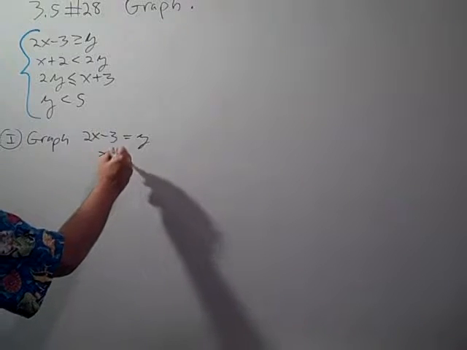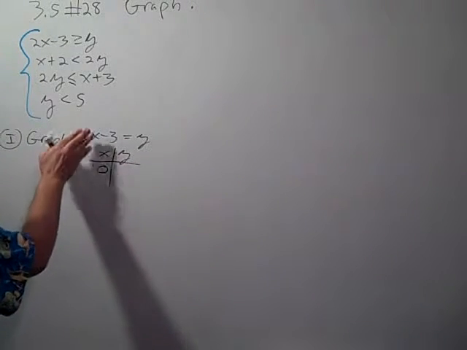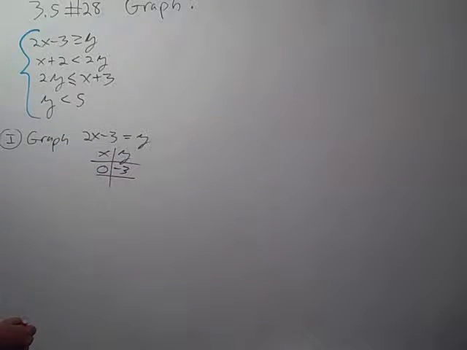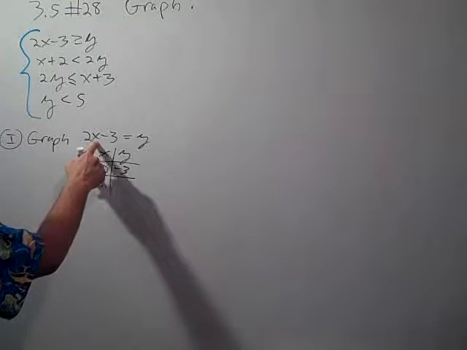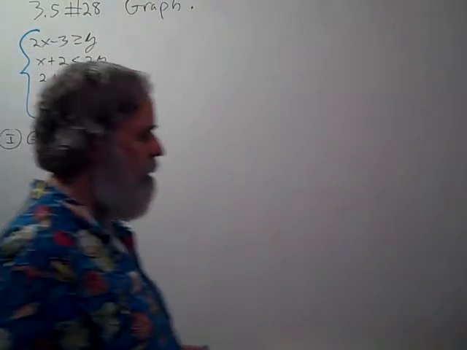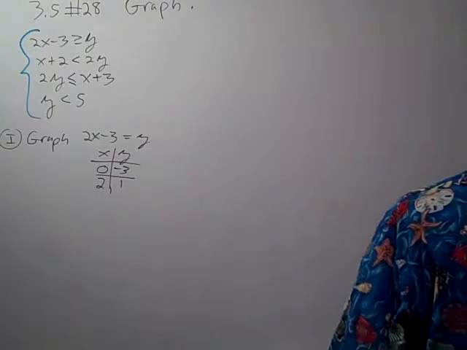So we need two points on the line to graph it. If x is 0, then y is equal to negative 3. And let's see, if x equals 2, then 2 times 2 is 4 minus 3, y will equal 1. So there are two points on the graph of that line. So we can graph the first line.